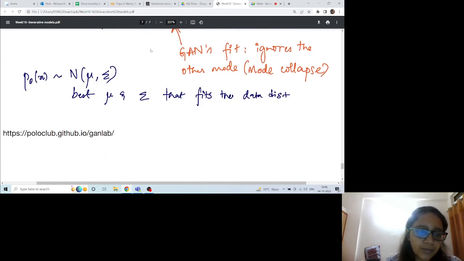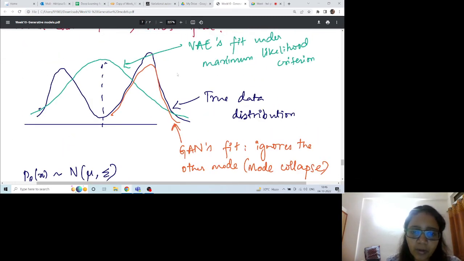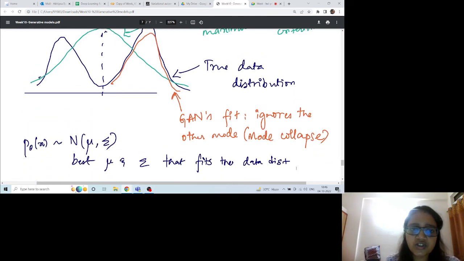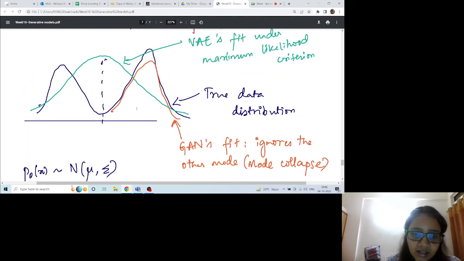Okay, so that is one of the problems of GAN, and again research is still going on in this area in order to avoid mode collapse and how to design GANs which can fit multiple modes of the true distribution. Yeah, there has been some success and still some research is going on in this area.